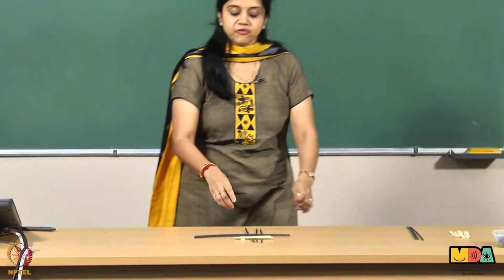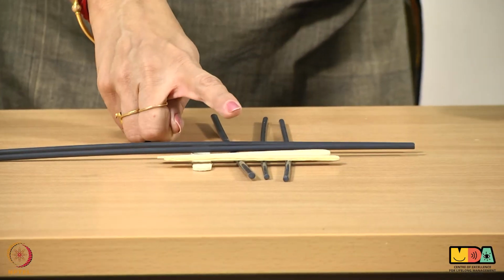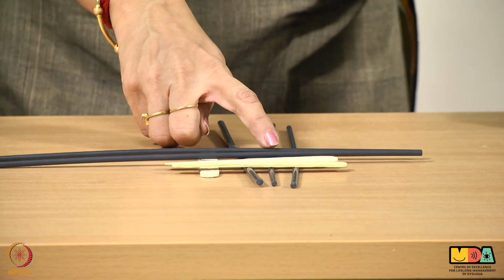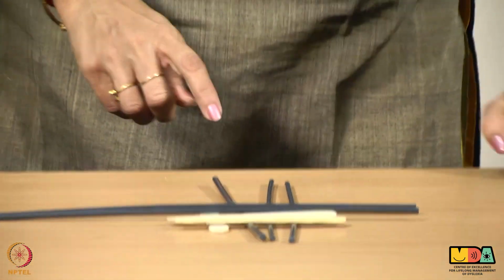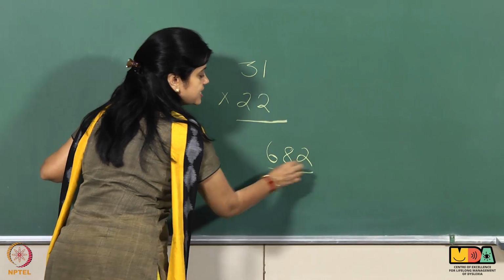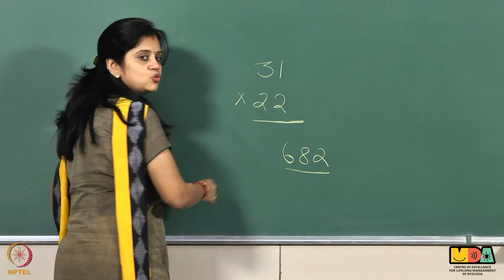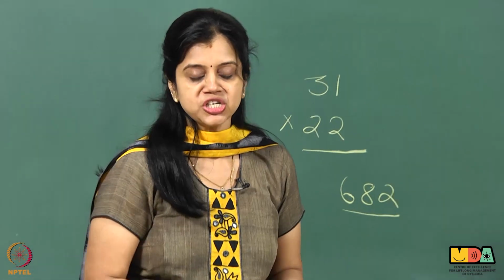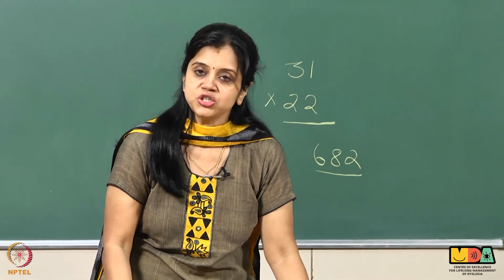and they need to again count the number of places where tens will intersect each other. 1, 2, 3, 4, 5 and 6. So, 6. So, the answer that you get is 682. So, 31 into 22 will give you 682. By doing this, the children learn how to do 2-digit multiplication by another 2-digit number.